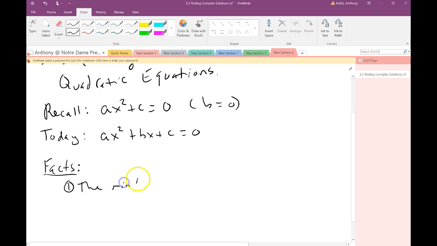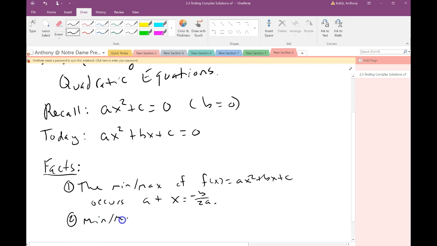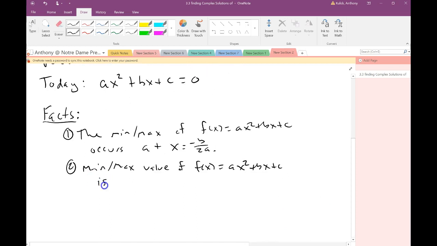So the first fact is the minimum or maximum of a quadratic function occurs at x equals negative b over 2a, and the minimum or maximum value of that quadratic function is f of negative b over 2a, and 3, it's a minimum if that a value is positive, and it's a maximum if the a value is negative.